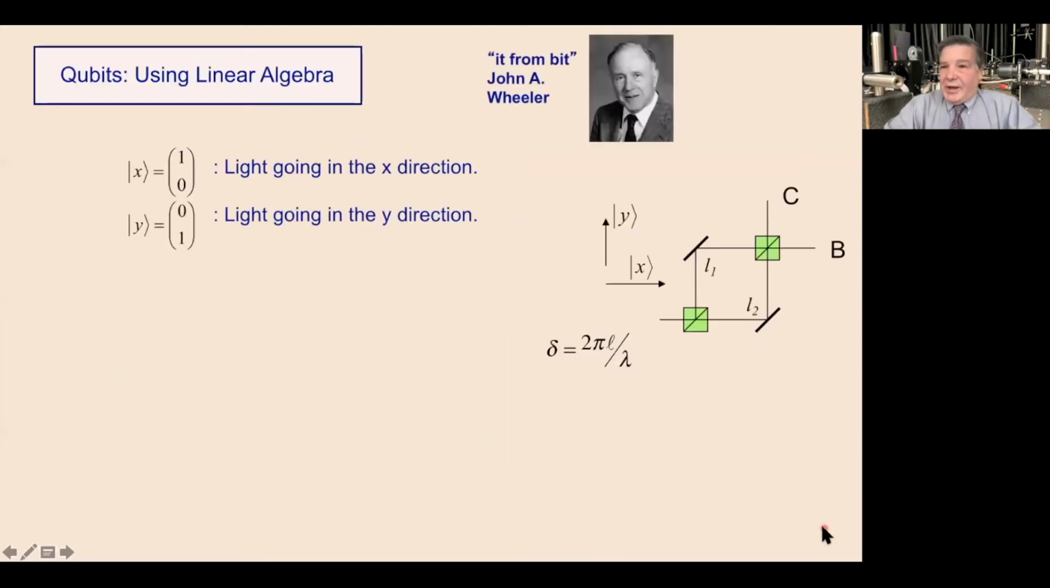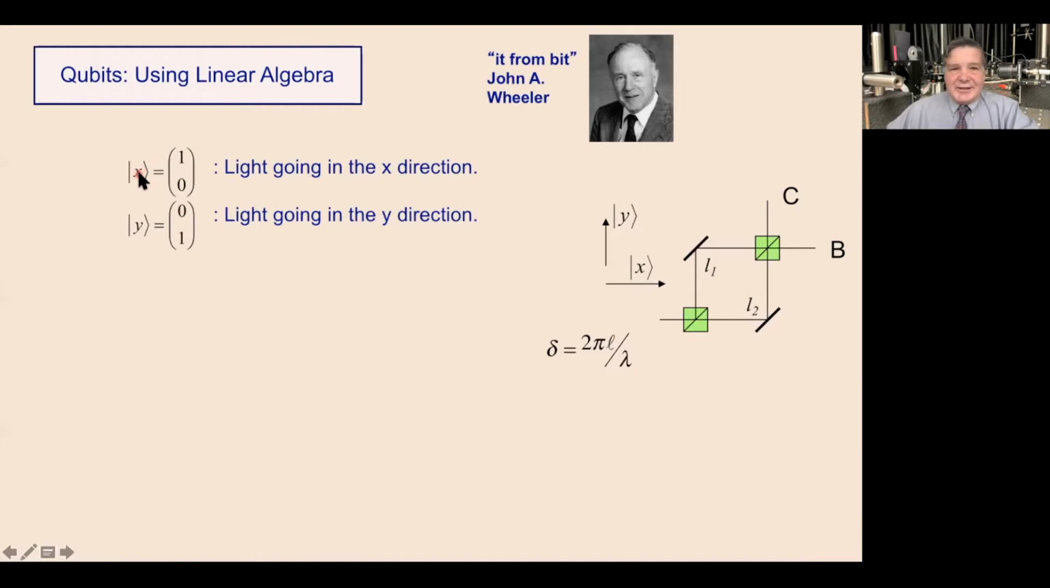So now I mentioned linear algebra. So here's an example of how we would analyze this same situation with linear algebra. Now, if you're not an expert in quantum physics or linear algebra, don't worry, I'm not going to keep going with this. But here is the idea: you define the light going in the x direction, normally represented by this ket, this quantum thing.